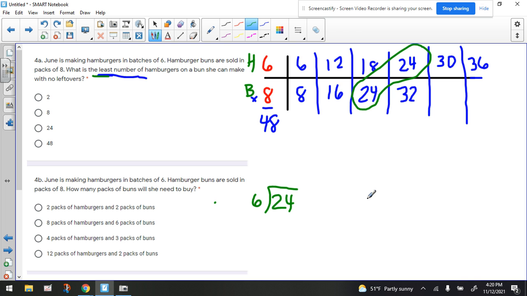And if we take the 24 and divide it by 8, then we're going to get how many packs of buns we need. So go ahead and do that, and then look at the answer choices and pick the one that has the quotient. So remember, this first one is hamburgers, and the second one is buns. All right, good luck finishing that up.